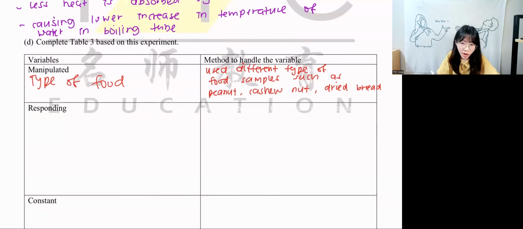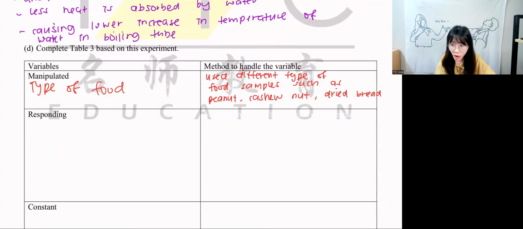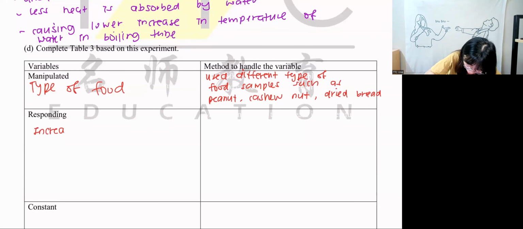Okay, next, responding variable. You can choose to write your RV or ORV. But if you want to write ORV, you have to write the formula: observe and record, correct. Measure and record also can, observe and record also can. So for a responding variable, I will usually suggest you to write the responding variable, not the operational one. Write the response, increase in temperature. That one is easier to explain.